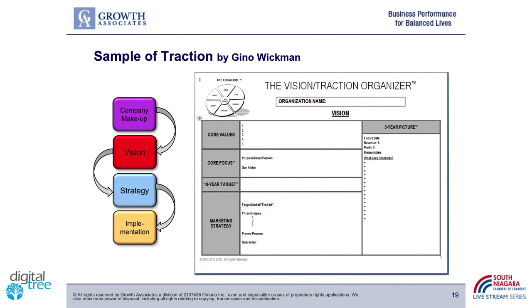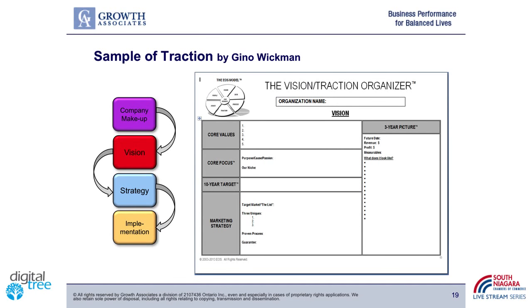So if we take a look at, again, Wickman's vision traction organizer, we see that he covers what should be our core values, what is the core focus of the organization, what is the 10-year target, where do we want to be in a decade from now, in 2028? Very interesting question. I don't know if that many businesses actually have thought about what they want to look like in 2028. And then what do we have as a marketing strategy? How do we entice prospects to come to us? Important question. What is a clearer picture of where we want to be in 3 years? What do we really look like? Number of people, what are our sales, what products are we selling, what territories are we selling in, what demographics are we selling to, so on and so forth.